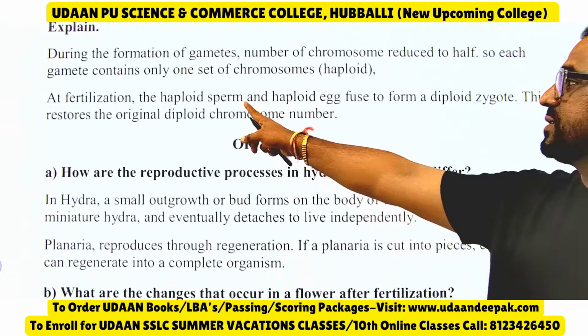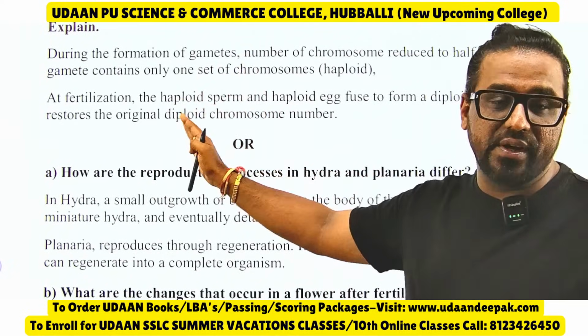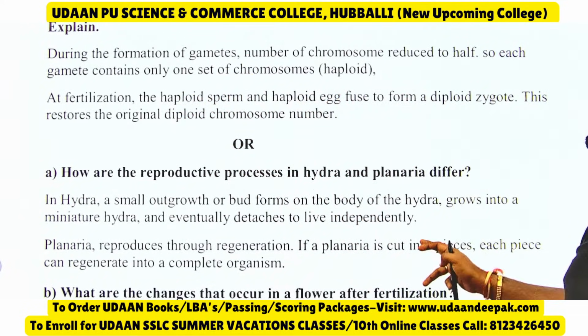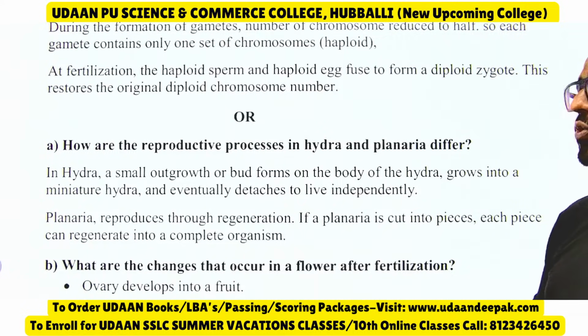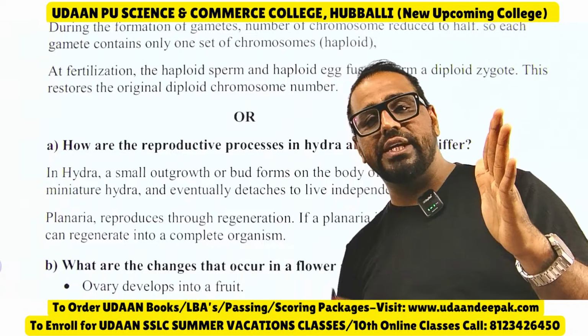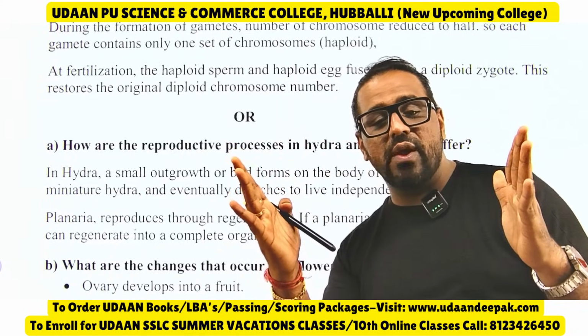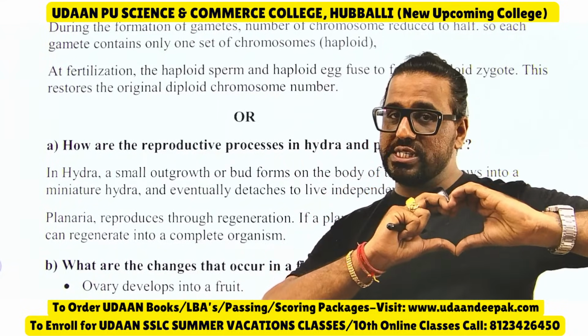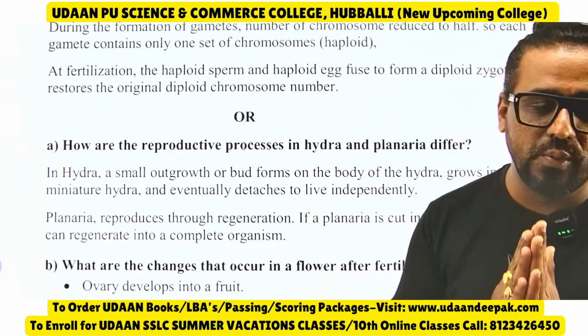And the haploid sperm, half means half. So haploid sperm and haploid egg fuse to form a diploid zygote. This restores the original diploid chromosome number. The sperm has a haploid number of chromosomes, 23, and the egg has a haploid number of chromosomes, 23. Again 23 plus 23 will become 46, that is the diploid number of chromosomes.